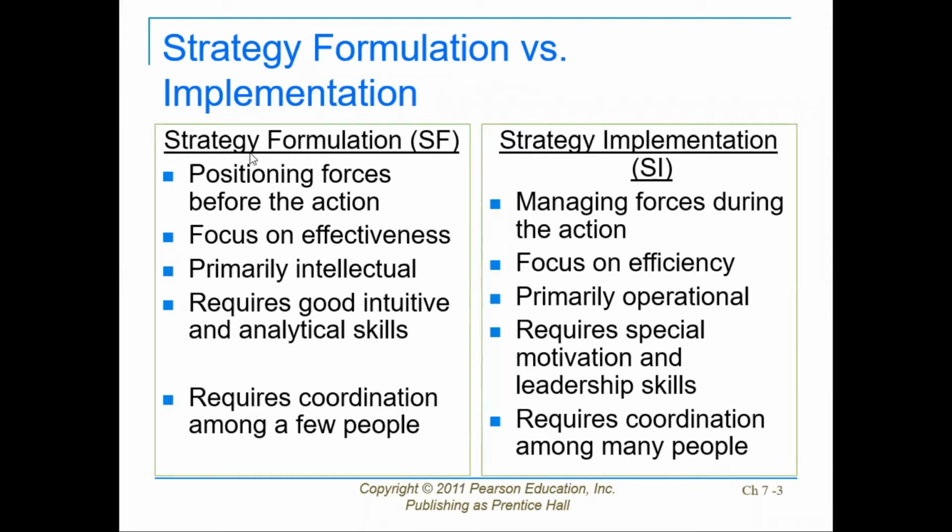While thinking about strategy formulation, obviously a management or an organization is required to position the forces, position the people, hire the people for the strategy formulation processes, and then obviously the effectiveness of the strategies must be taken into consideration, that what kind of strategy is effective for the organization and what is not. And definitely in that phase, primarily intellectual is needed, which means we need the wisdom of the related people, related managers, experts.